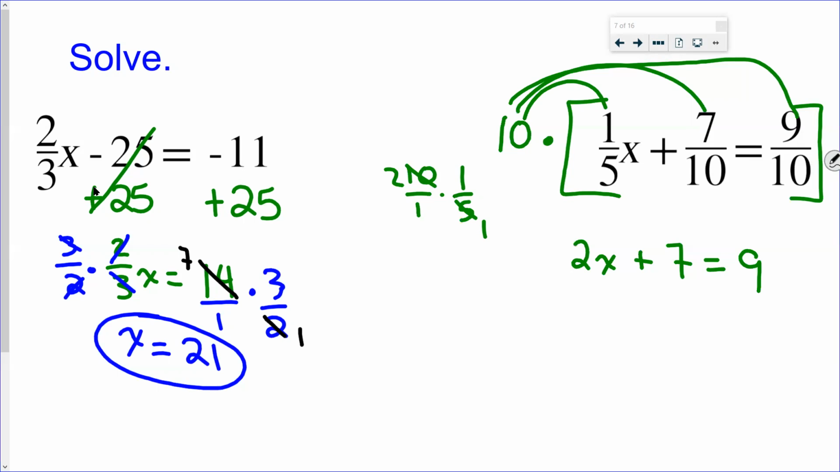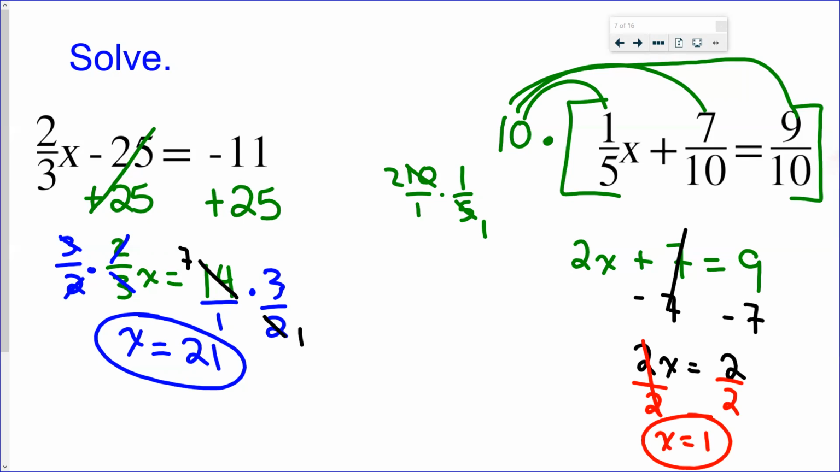And we know how to solve these. So let's subtract 7 from both sides. The 7's go away, leaving us with 2x equals 2. Then we divide both sides by 2, leaving us with x equals 1.